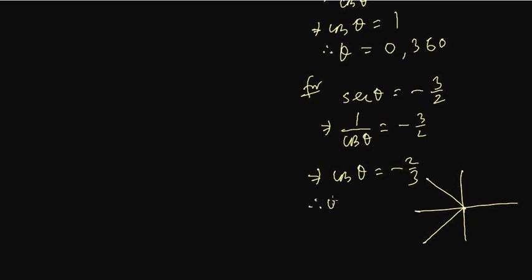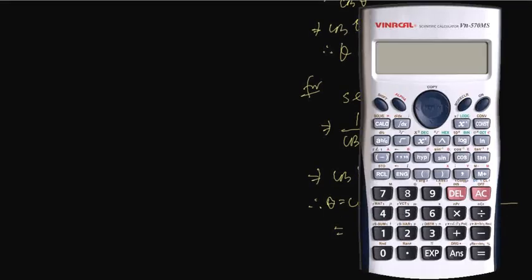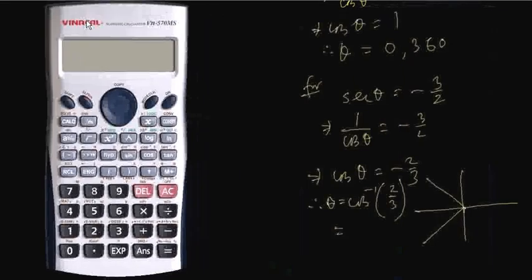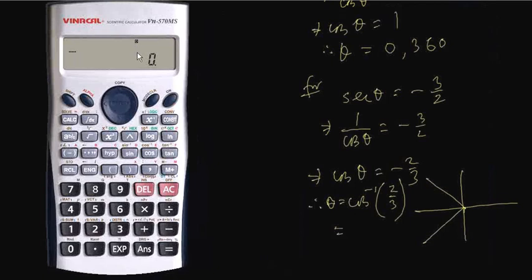So the basic angle theta is going to be arc cos or cos inverse of, remember for the basic angle we don't take any negative sign, we just take the value 2 by 3. So cos inverse of 2 by 3, also remember this is not in radians, exceptional case, this is in degrees. So cos inverse of 2 by 3 is going to be 48.18. 48.19 is good enough.